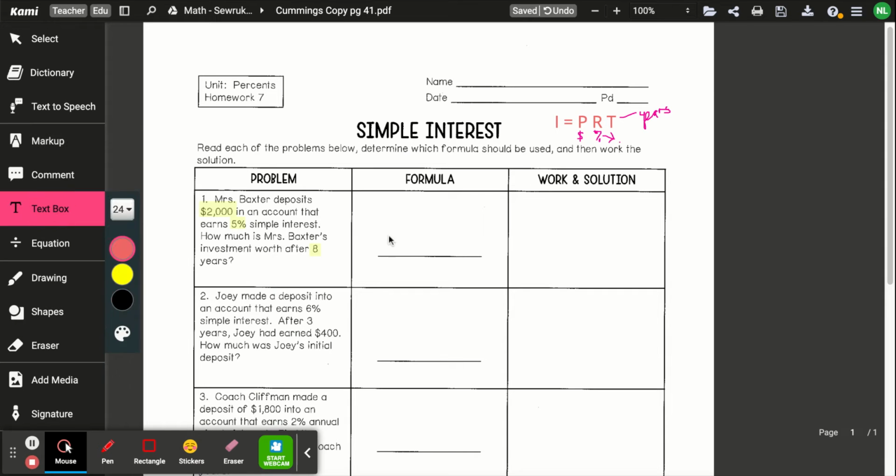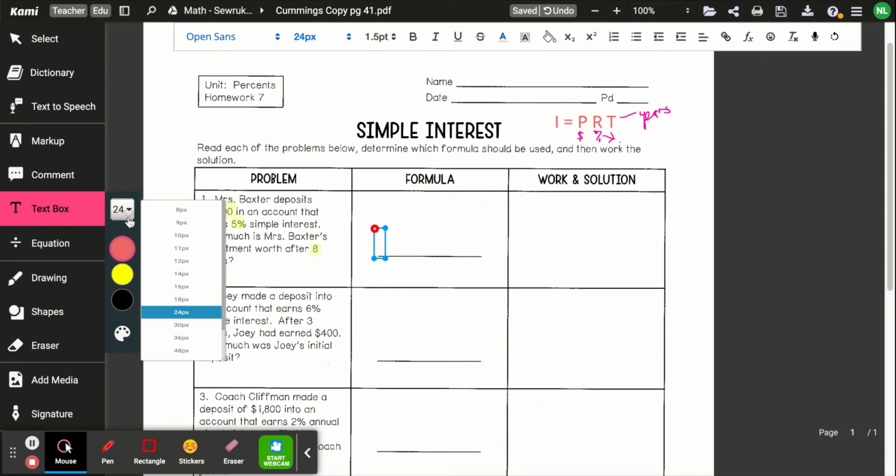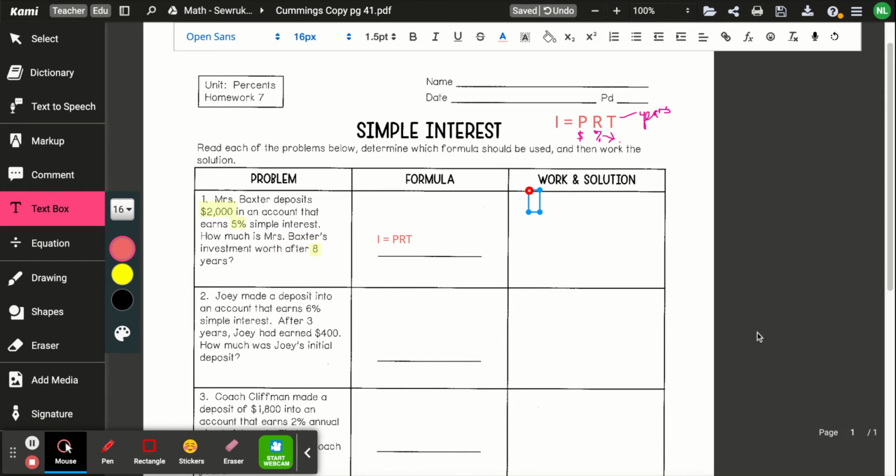So our formula again is going to be I equals P times R times T. So we're not given the interest. We have to figure that out. But we are given the principal. That is $2,000. We are given the percent. Remember, all percents need to be changed to a decimal.